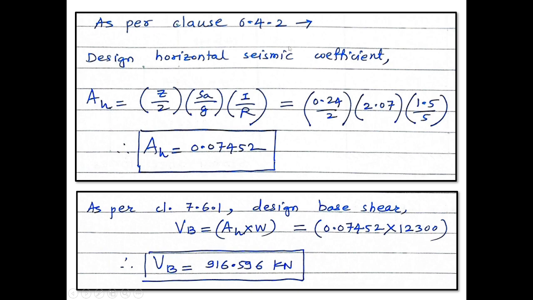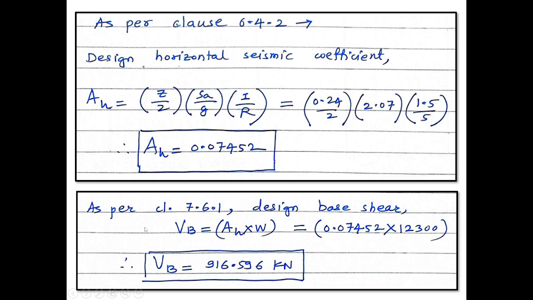Now as per clause 6.4.2 of IS code, the design horizontal seismic coefficient AH is Z by 2 into SA by G, that is acceleration, into I by R. So here Z, that is seismic zone factor, is 0.24 divided by 2. SA by G is 2.07. Importance factor I is 1.5 and response reduction factor R is 5. Therefore, we directly get AH, that is design horizontal seismic coefficient, as 0.07452.